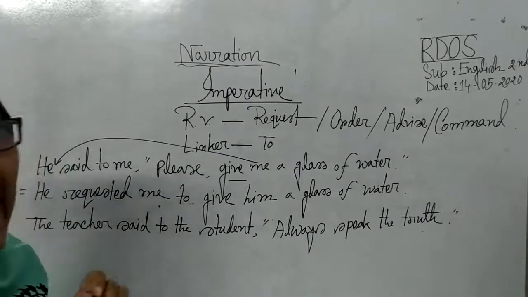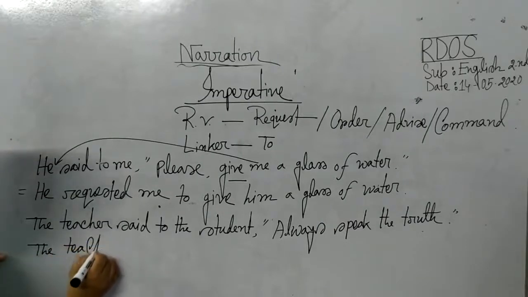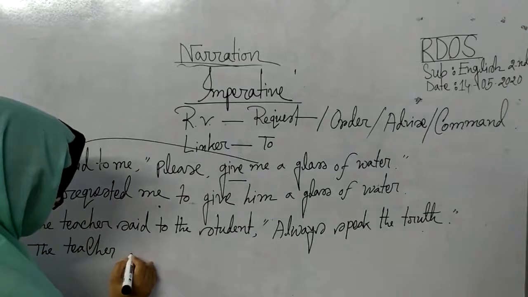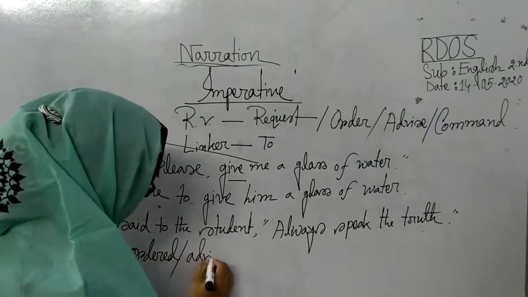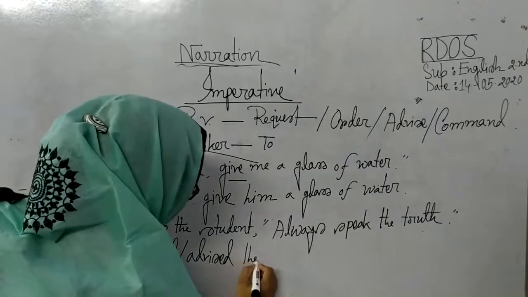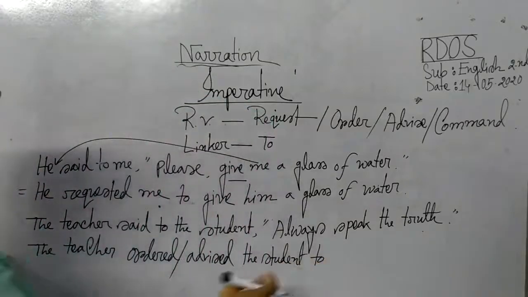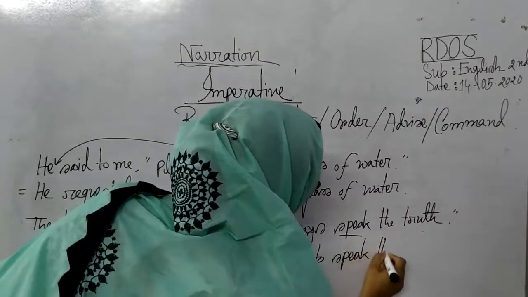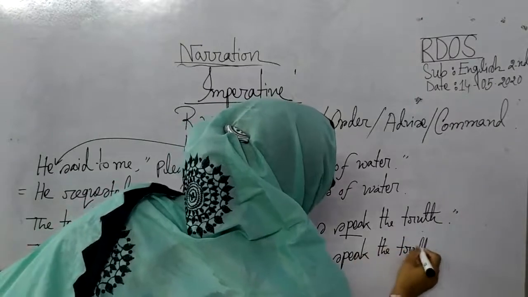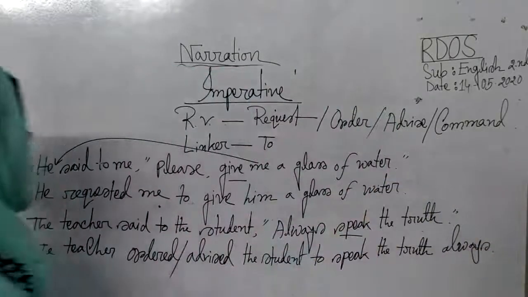This is advice or order, isn't it? So what is the speaker? The teacher ordered or advised the student to, this is the linker, to. After that we have to go to the verb, this is the verb, to speak the truth always. Okay.